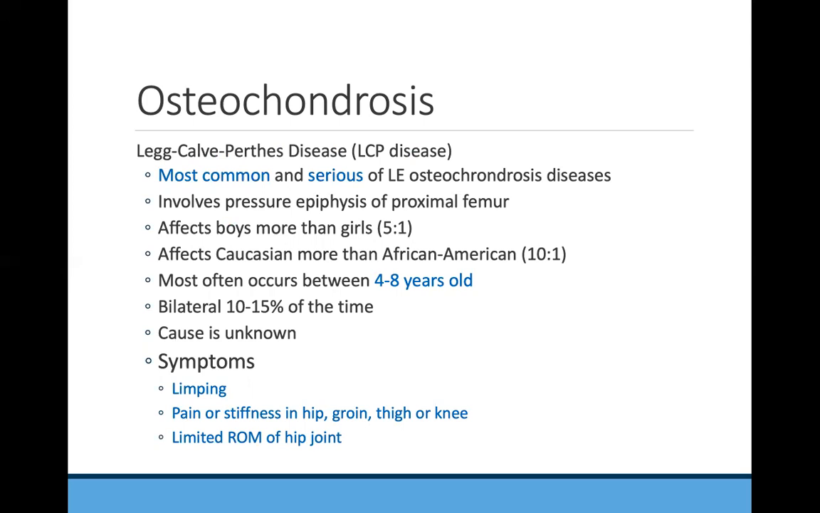The symptoms that we would expect to see include limping, pain or stiffness in the hip, groin, thigh, or knee, as well as limited range of motion of the hip joint. The treatment goal here for individuals that are diagnosed with Legg-Calvé-Perthes disease is to maintain the femoral head and the acetabulum, and this is done through a series of abduction serial casting.